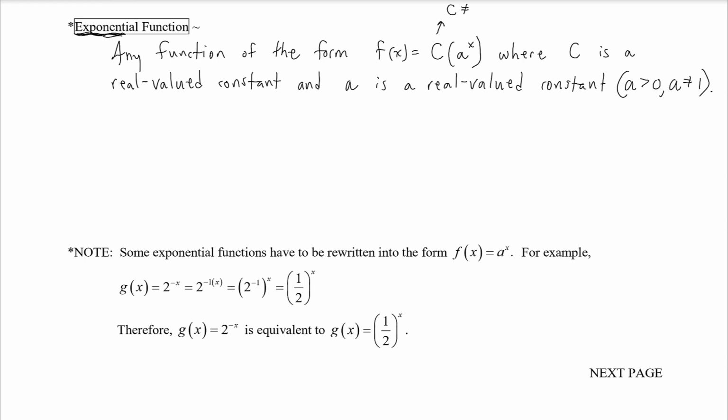We don't want c to be 0. Because if c was 0, 0 times anything is 0, then you're back to having a horizontal line, which is a polynomial function. So we don't want c to be 0. Should have said that earlier. I apologize.